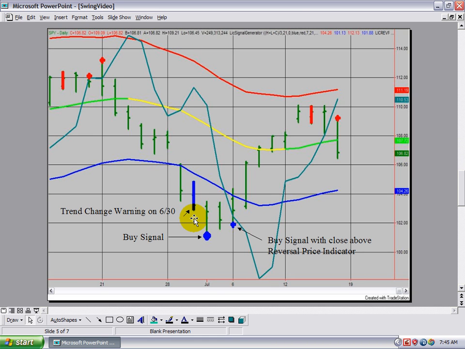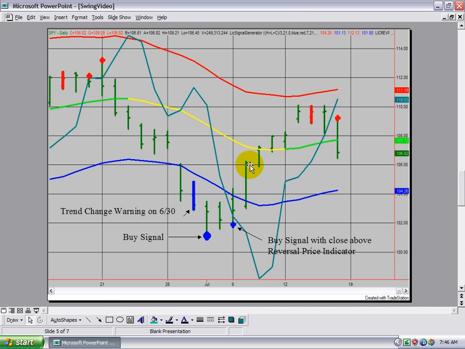On June 30th, we get a bullish trend change warning, and on July 1st, we get another buy signal. However, the price is not yet close to the reversal price indicator, so we wait. On July 6th, here, we get another buy signal, and price closes above the green line. So we are ready to buy. Our order for the next day is 104.41 stop, 4 ticks above the signal bar high. On July 7th, the market continues to advance, taking us into the trade, and closes at 106.11 here.